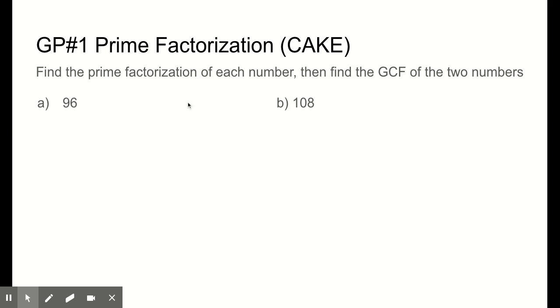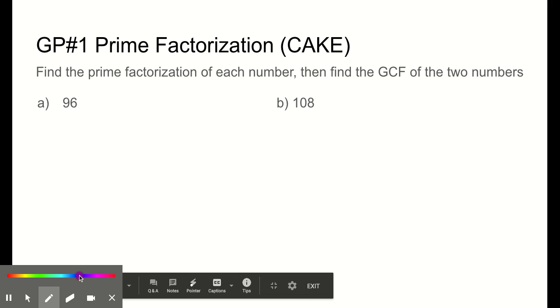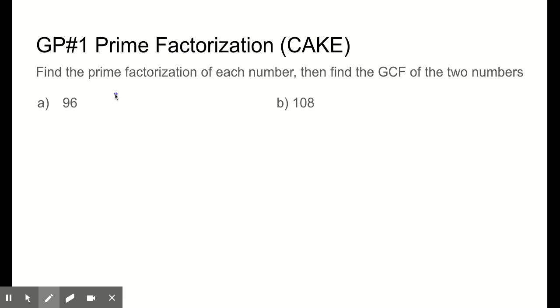What you're going to do is take the number, so for the first one it's 96, and put it inside of a box like this. As I stated, you're going to divide out the smallest prime number as many times as possible. Just to reiterate, our prime numbers are 2, 3, 5, 7, 11, etc. We always start by dividing out 2 as many times as possible. So I'm going to start by dividing 96 by 2. 96 divided by 2 gives us 48.